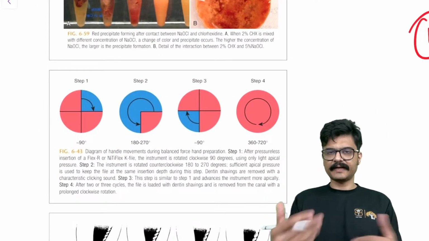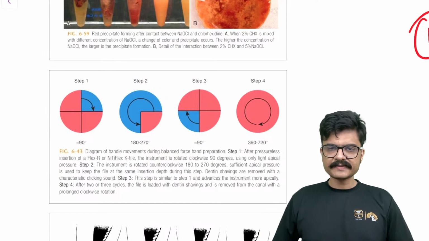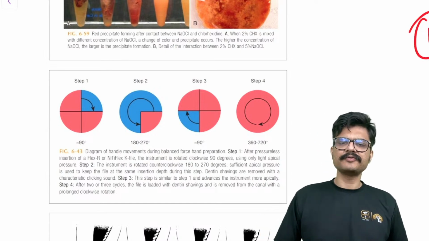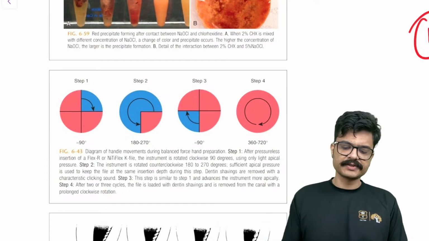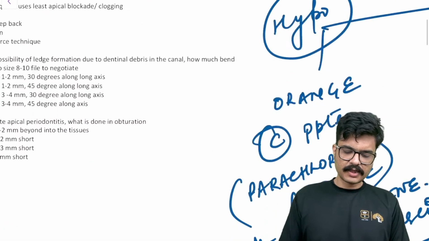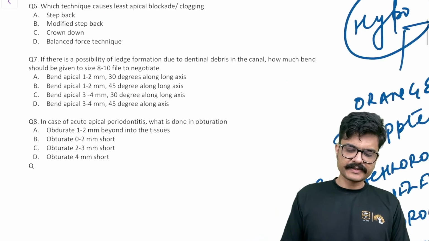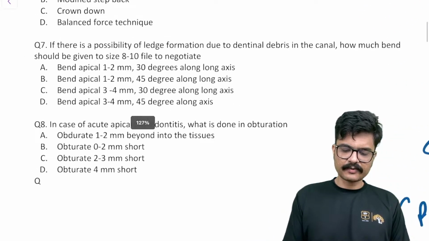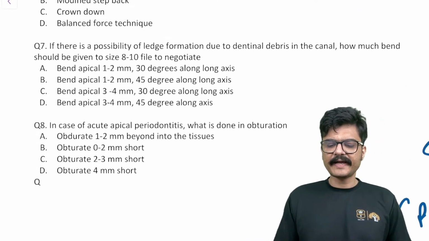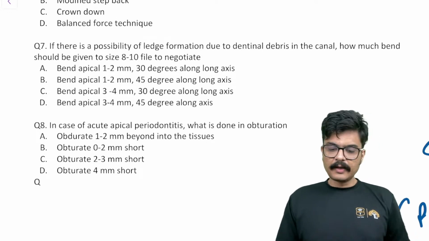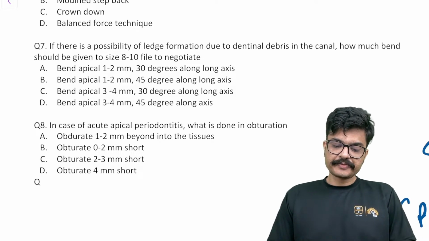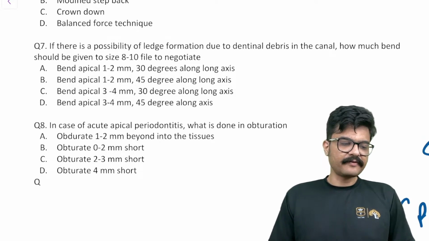These are the same things that we've just discussed. Clockwise, 90 degree, 180 to 270, anti-clockwise, again 90 degree clockwise, and then sustained clockwise to retrieve the file. Then guys, there is another question. If there is a possibility of ledge formation due to dentinal debris in the canal, how much bend should be given to a size 8 to 10 file to negotiate?